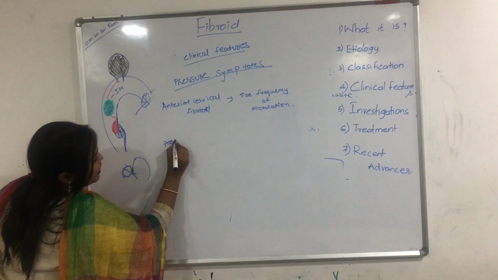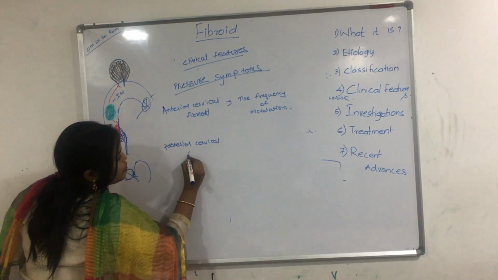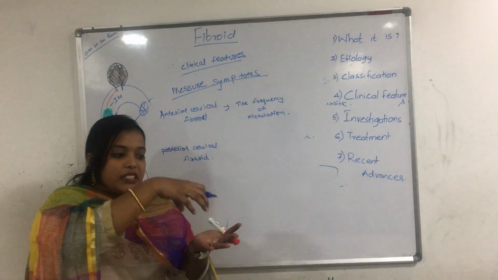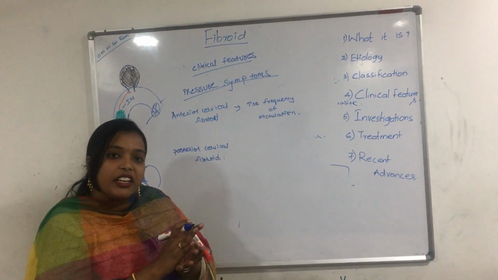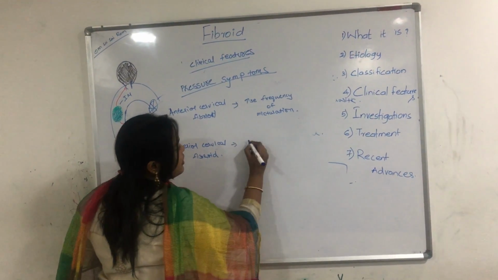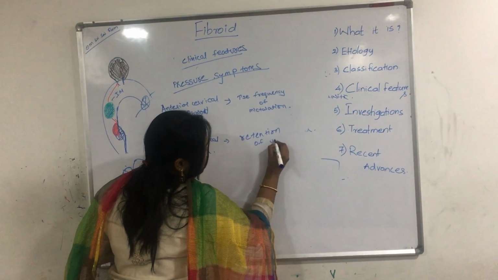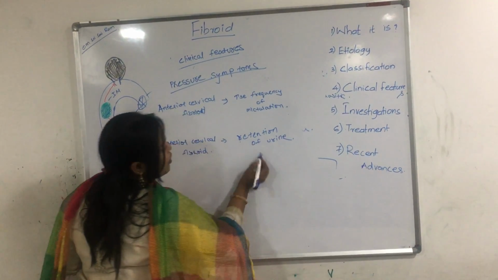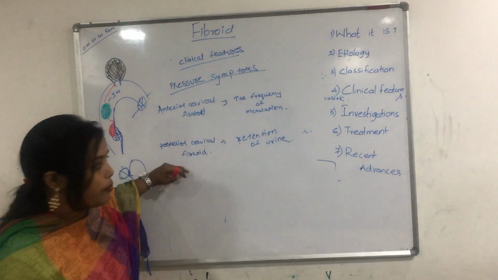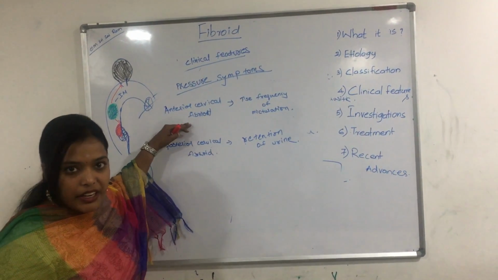And a posterior cervical fibroid will go and sit in the pouch of Douglas and it will cause kinking of the urethra. So they present with retention of urine. These are MCQs. Retention of urine in a fibroid is most commonly because of a posterior cervical fibroid, and increased frequency of micturition is because of an anterior cervical fibroid.